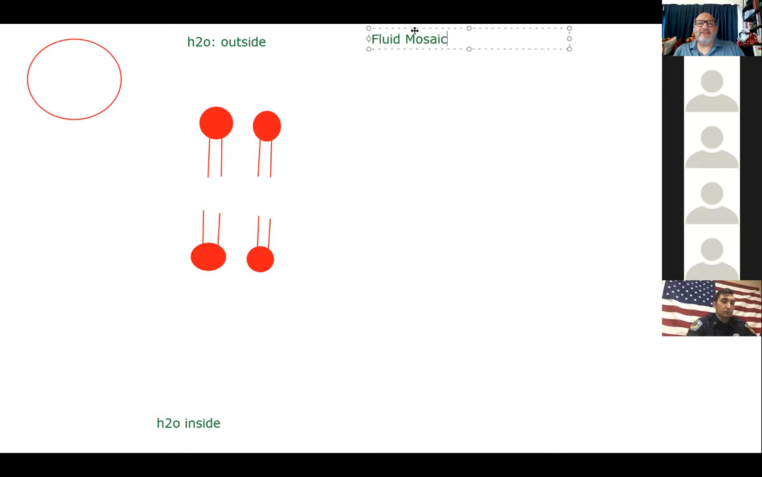What that means is that these phospholipids can actually change positions with each other. So these two may switch positions, or these two may switch positions. And in fact, a phospholipid may change positions with another phospholipid. Let's use a totally unrealistic number, like once every second.